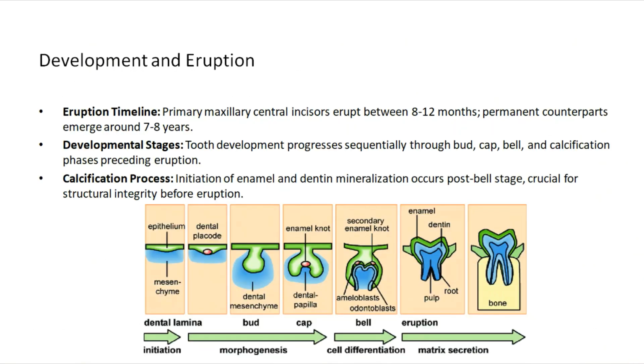Then we will see the development and eruption of the tooth. Eruption timeline: the primary maxillary central incisor erupts between 8 to 12 months. The permanent counterpart emerges around 7 to 8 years.